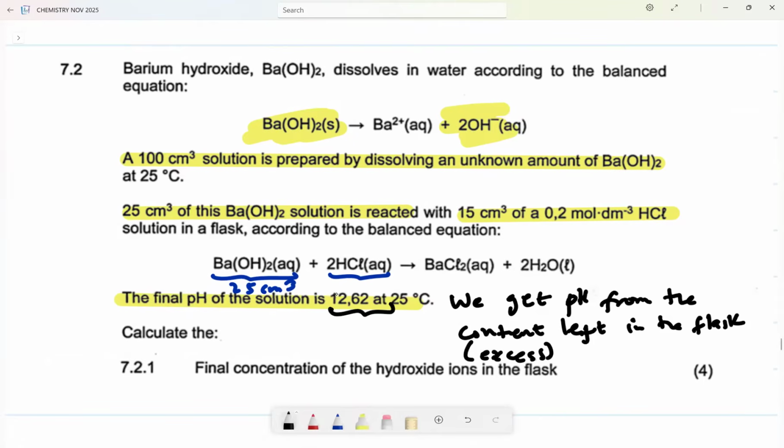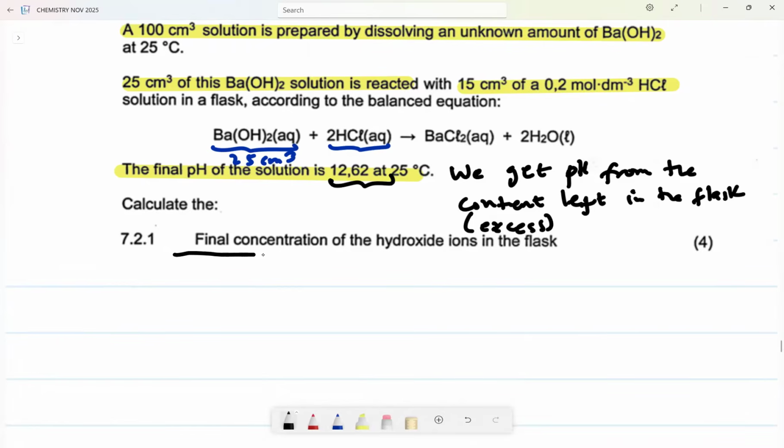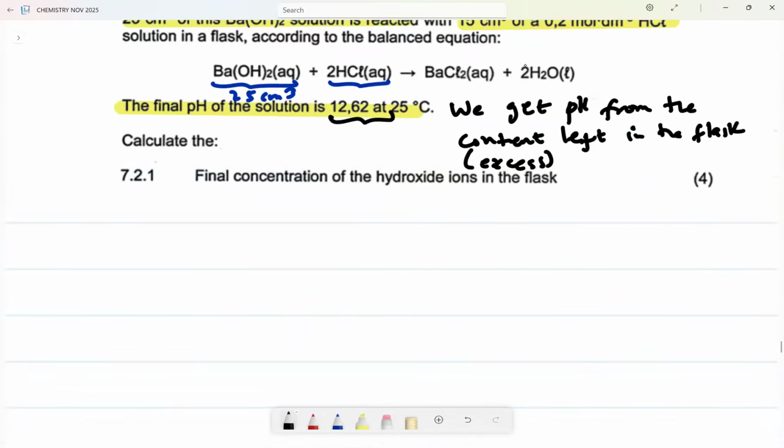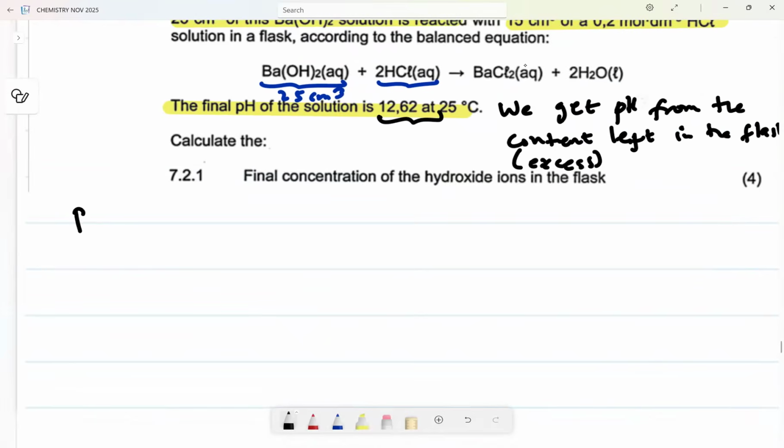So it tells you that a higher concentration of hydroxide was present in the flask at the completion of the reaction. So for 7.2.1, calculate the final concentration of hydroxide ions in the flask. Well, we know that they are the ones that are present due to the pH. The pH is greater than 7, so it is basic. So first I can say pH + pOH = 14. And then pOH is equal to 14 minus 12.62, which gives me something like 1.38.